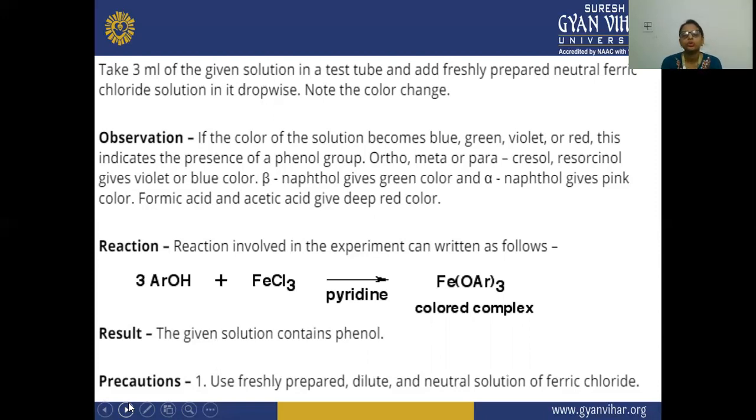The given unknown sample contains a phenol organic compound. Next are the precautions. Here we have to use a freshly prepared, dilute and neutral solution of ferric chloride.